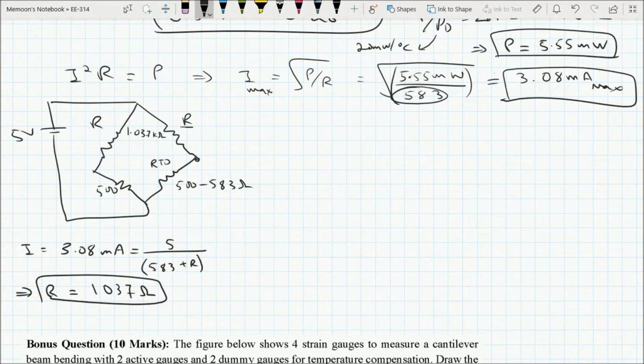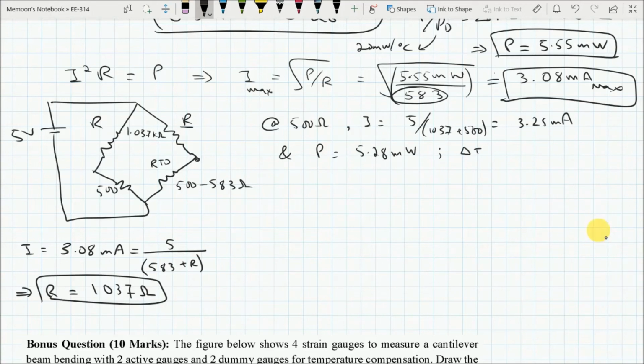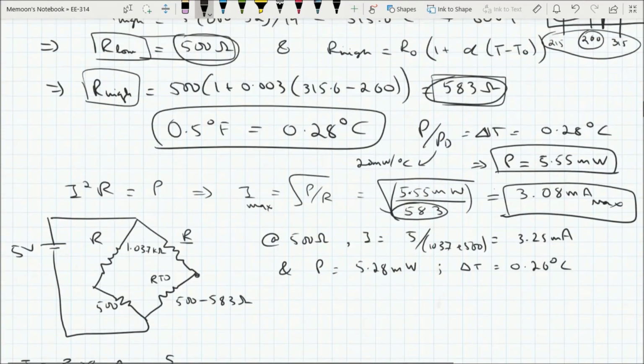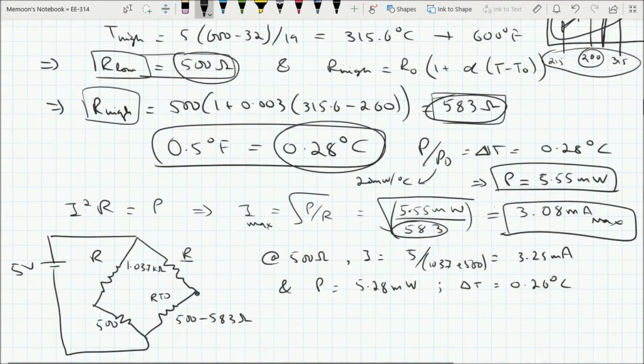Now verifying the maximum temperature change due to power dissipation of self-heating, we can use R at 500 ohms. I is equal to 5 over 1037 plus 500, and that is equal to 3.25 milliamperes, and the power dissipation will be equal to 5.28 milliwatts, and the delta T will be equal to 0.26 degrees Celsius, and that is within our allowed range of 0.28 degrees.